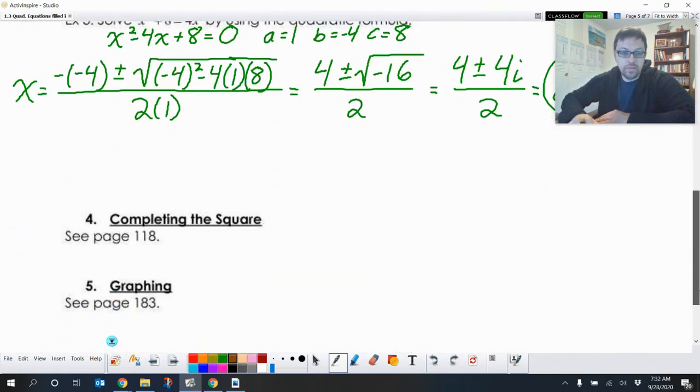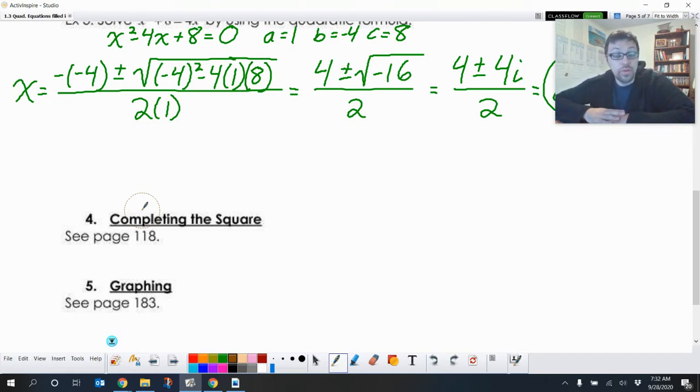Good practice for all that stuff. If you want to check out completing the square, check out page 118 of your text. Completing the square is a really cool thing. We don't need it until the end of the year, so I'm not going to talk about it now because I'll just have to reteach it again at the end of the year.